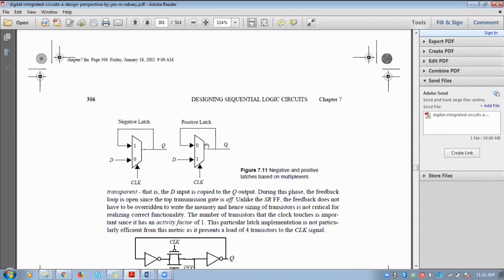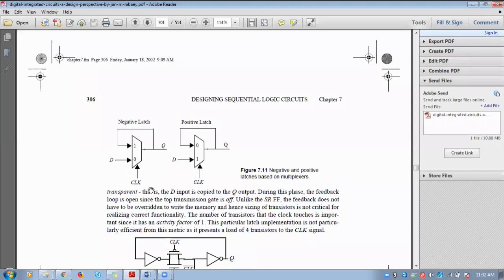Here in this case, you see D is connected to the first input of your multiplexer, not the 0 input. So D will come directly to the output when I am applying logic 1. That's why the latch is known as a positive latch.